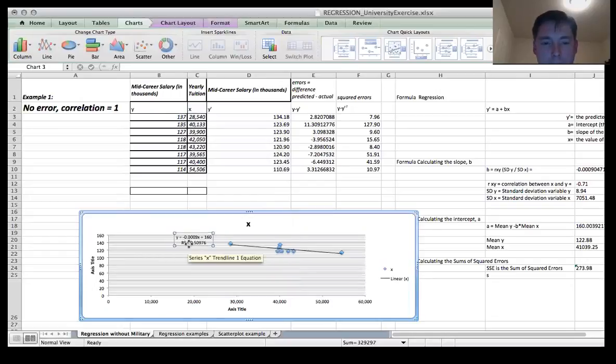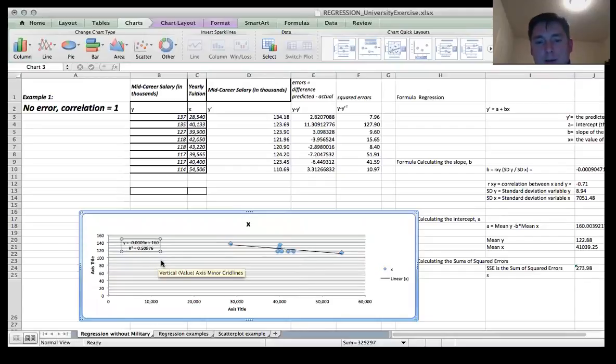And now what Excel does, it actually gives you the regression formula. So you can see it changed it up. It doesn't say A plus B times X. It says A times X plus B. So let that not confuse you. And now we see that R squared is 0.509.